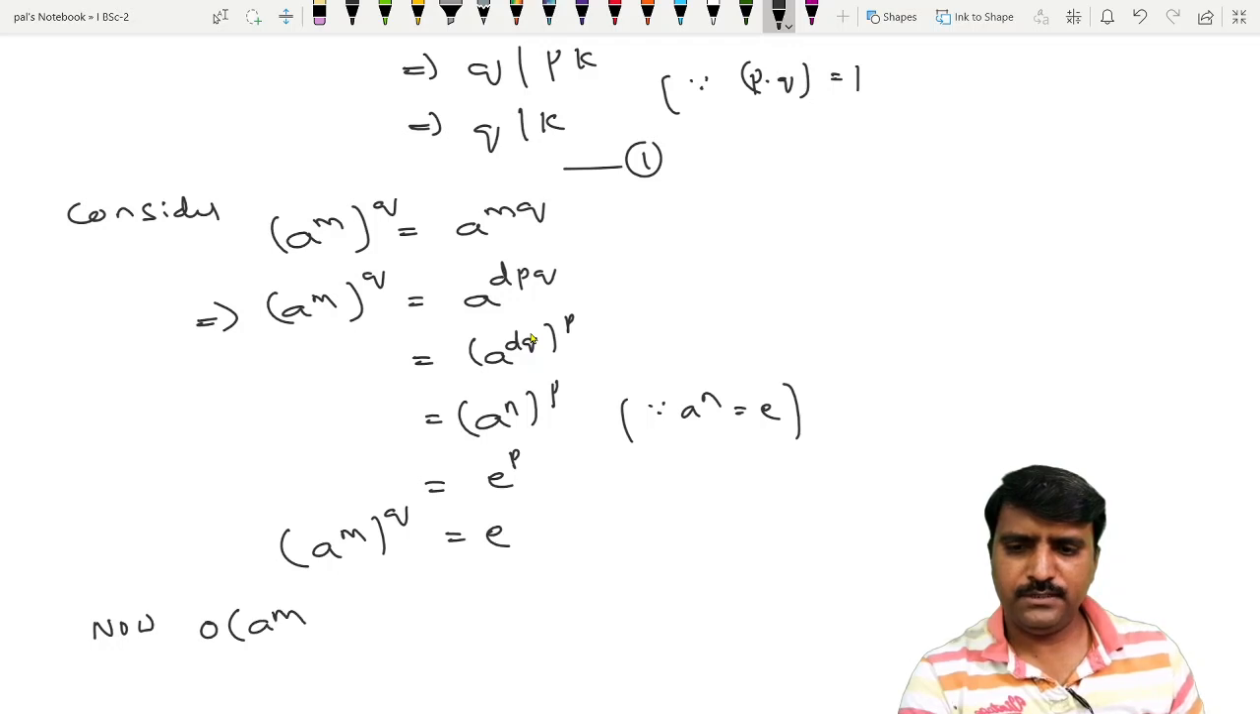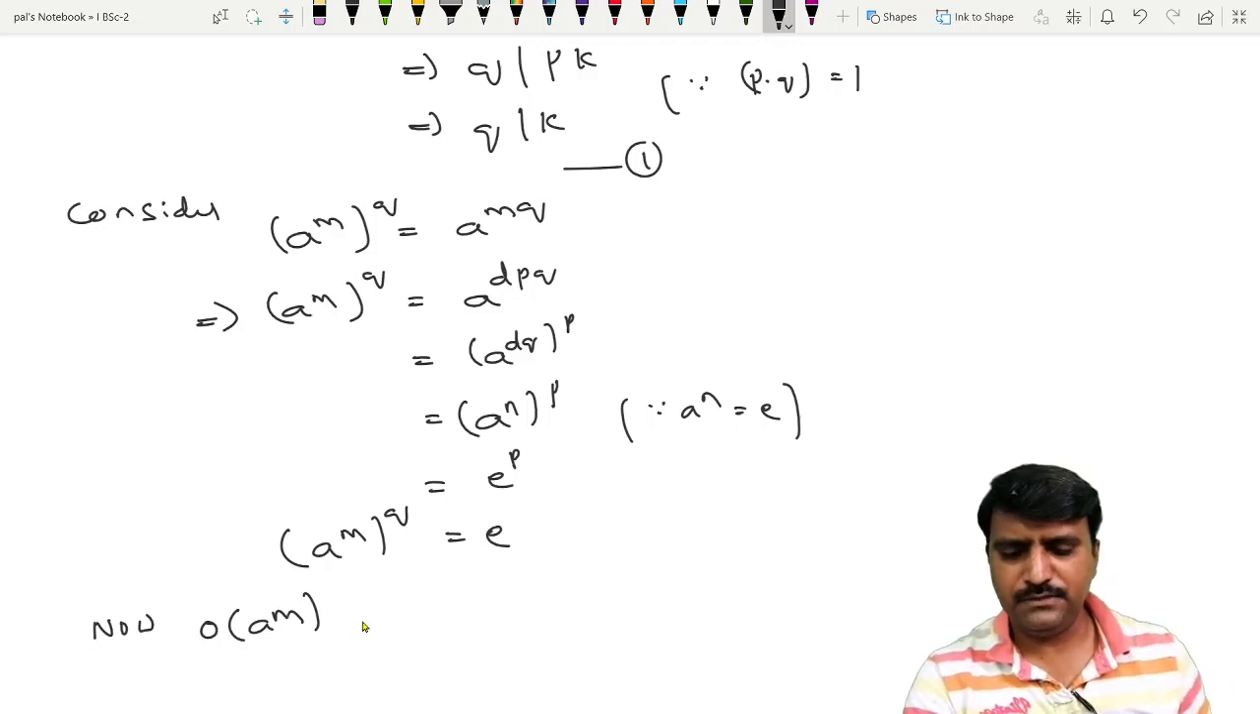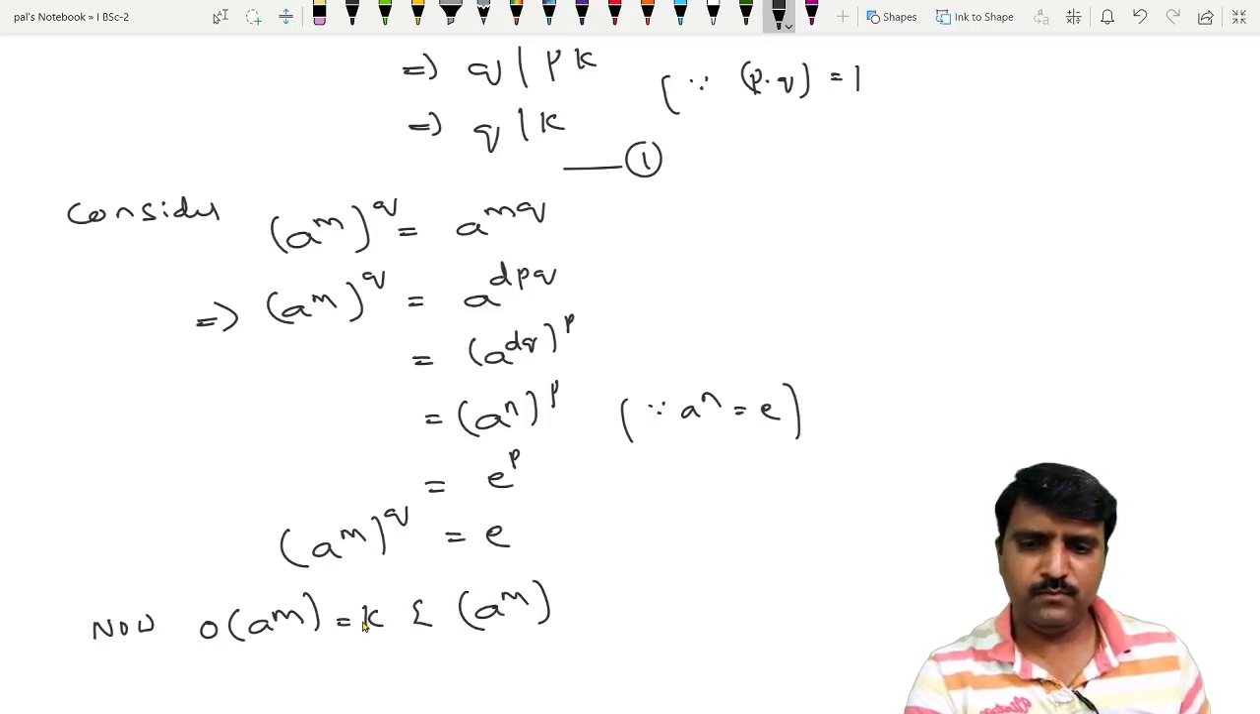Now, the order of a to the power of m: (a to the power of m) whole to the power of q is equal to e. E means the order of a to the power of m is less than or equal to q. Otherwise you write it like this: the order of a to the power of m, actually we consider it is k, and (a to the power of m) whole to the power of q is e.